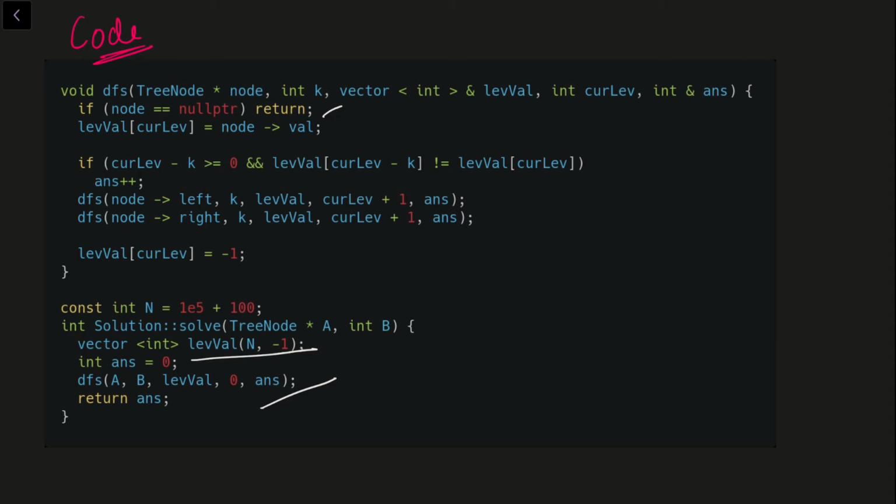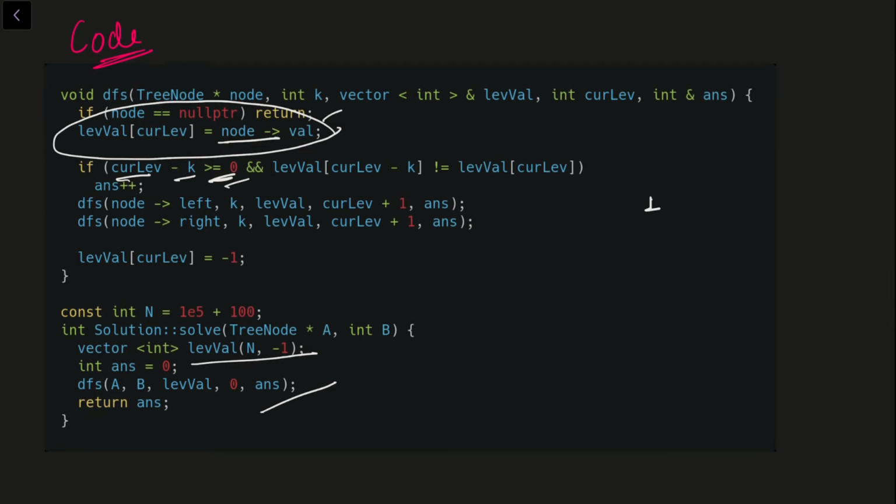In my DFS, if my current node is null I'll just return, otherwise I'm updating my level array, saying that at this level we have the value node dash value. Okay, after that I am checking if current level minus k is greater than or equal to 0. In our example, I have taken 1 based indexing, but in this case if it's greater than or equal to 0 then we know that the kth parent exists. After that I am checking if the value of the kth parent is not equal to our current value, then we can update our answer, right? We can add something to our answer.